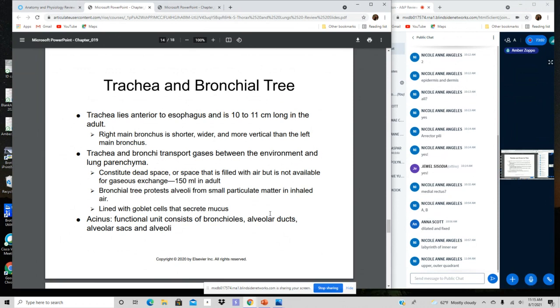The bronchial tree protects alveoli from small particulate matter in inhaled air, and it is lined with goblet cells that secrete mucus. The acinus is the functional unit that consists of bronchioles, alveolar ducts, and the alveolar sacs and alveoli.